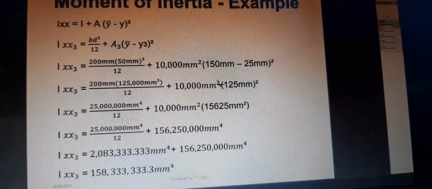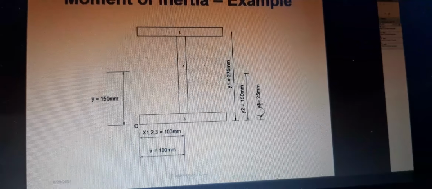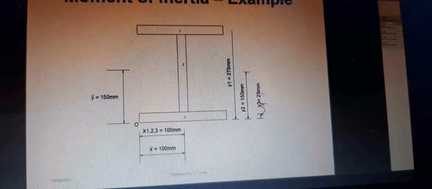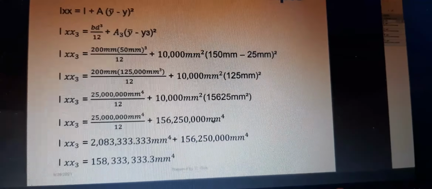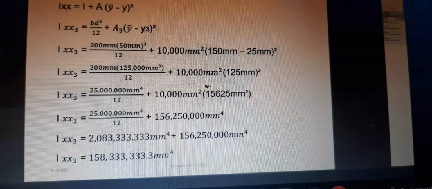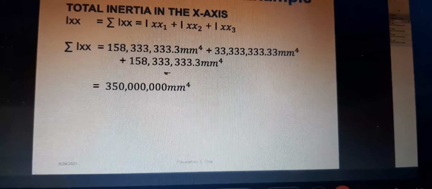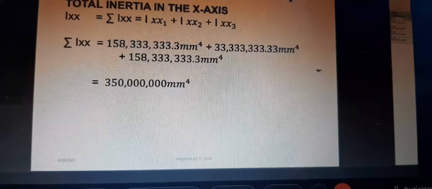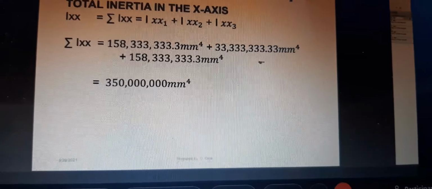Right? So this is section 3. So this 25, let me show you where the 25 is. The 25 is for Y3. See it right there? Because that is 25 millimeters, that's why you plug it in as 25 and you work it all the way down. And then the total inertia about the x-axis is determined by summing all of what you have. In this case we have 3 sections, so we add them, and that will tell you the total inertia. And you make your little notation at the end.